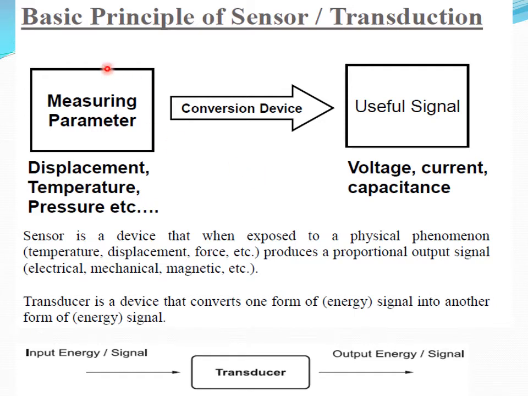For a sensor, you have a set of measuring parameters that can be displacement, temperature or pressure. Using a conversion device, you generate some useful signal like voltage, current, capacitance, etc. That is what a sensor does. Whereas a transducer is a device that converts one form of energy or signal into another form of energy or signal.